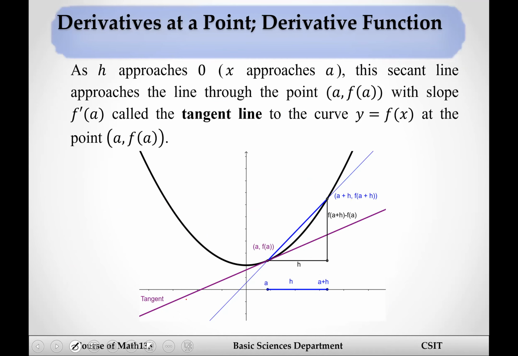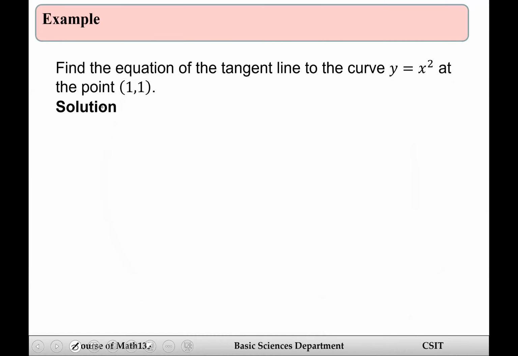Here again is the interpretation of the derivative in terms of a tangent line. We know that the slope of the tangent line is given by the derivative f prime of a, because the change in y divided by the change in x is exactly the slope of the tangent line. Okay, here is an example.